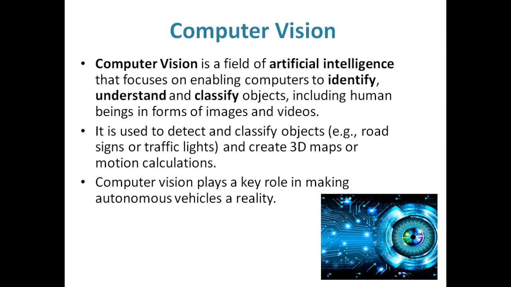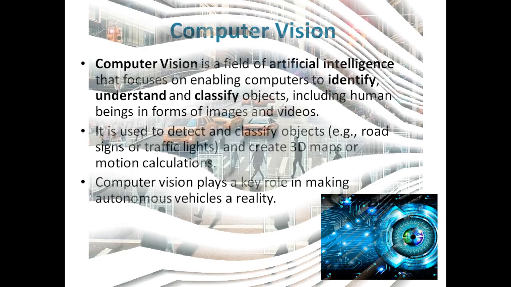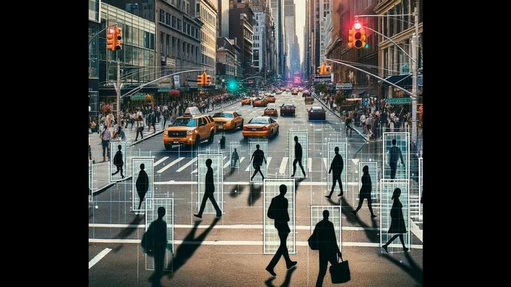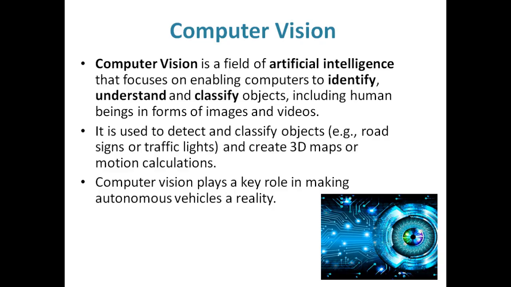Computer vision. Going deeper into computer vision, it is also a field of artificial intelligence that focuses on enabling computers to identify and understand, as well as classify, objects, including human beings, in images and videos. For example, when someone is crossing the road, a self-driving car is able to identify and classify objects. Okay, that's a human being crossing. Those are robots. That's a bird flying, such kind of things. So basically, this is what happens under computer vision.